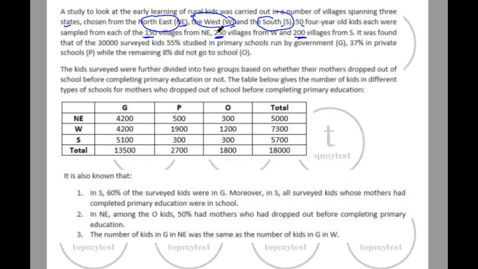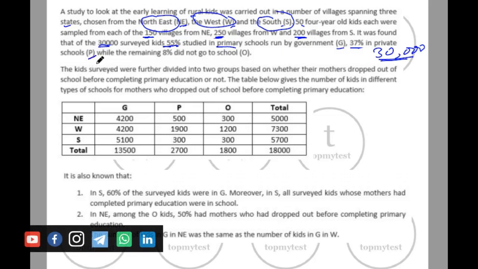600 villages. Each village has 50 students. So 600 into 50, 30,000 students were surveyed. It was found that out of the 30,000 surveyed kids, 55% studied in primary schools run by government, G, 37% in private schools, P, and the remaining did not go to school, O, 8%. So 37 plus 8 is 45, 45 plus 55 is 100%. So this is the distribution.